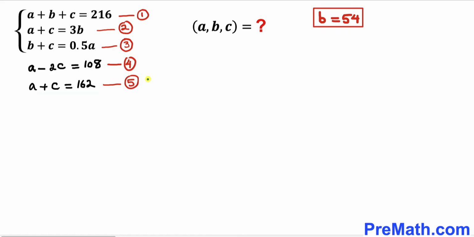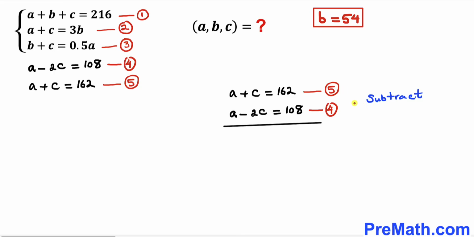And here's our next step. Let's focus on equations 5 and 4. Here I have copied them down. Now we are going to subtract equation 4 from equation 5, so I'm going to change the signs. Positive becomes negative, negative becomes positive, and positive becomes negative once again. Now we can see positive a and negative a are gone. So c plus 2c gives us 3 times c equals 54.